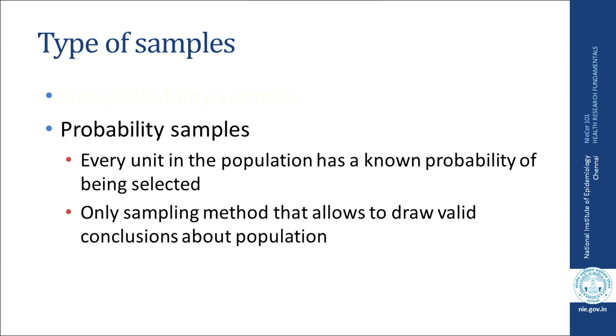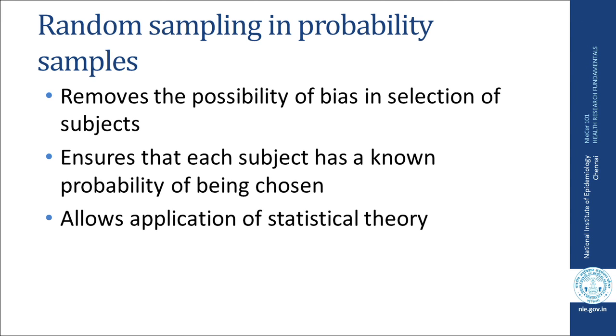In a probability sample, every unit in the population has a known probability of being selected. What is the advantage? This is the only sampling method that allows us to draw valid conclusions about the population. It removes the possibility of bias in the selection of subjects and also ensures that each subject has a known probability of being chosen. It allows application of statistical theory, because many of the statistical tests that you do insist on random sampling, and these tests are valid only if the samples are random samples.